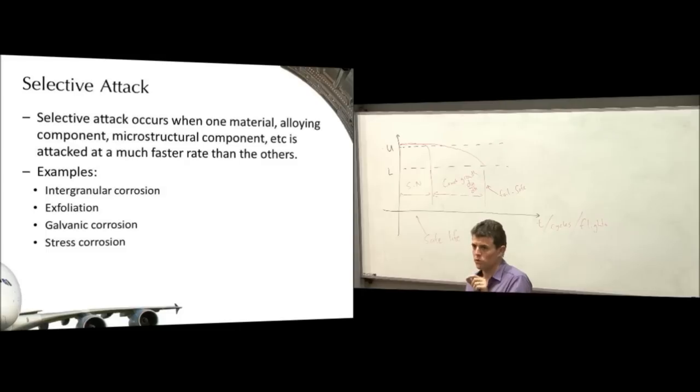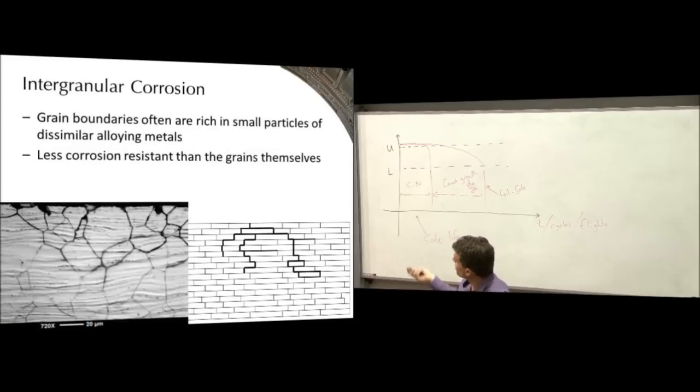So you get what's called selective corrosion. And that's bad news generally from a corrosion standpoint. So we can have intergranular corrosion, exfoliation, galvanic corrosion, and stress corrosion. We'll have a look at those separately.